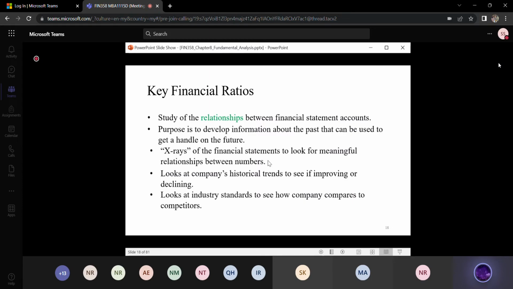It is like an X-ray of the financial statement to look for meaningful relationships between numbers. I look at the company's historical trend to see if it is improving or declining. Then look at industry standards to see how the company compares to competitors. So we use the financial statements, for example the balance sheet and income statement. We study what the relationship is between sales and expenses, for example.